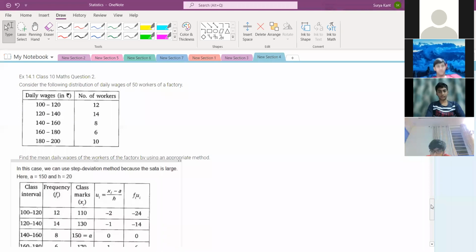So here the daily wages are given in class interval form. You should add the upper limit and the lower limit and divide by 2. So what do we get? We get xi from here, right? We'll just come to the answer directly.